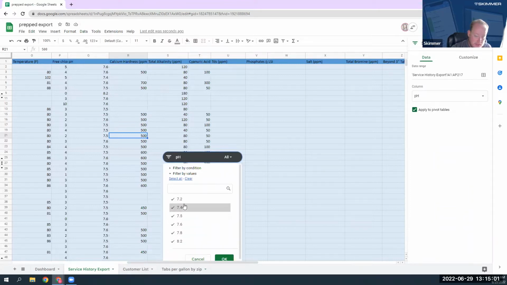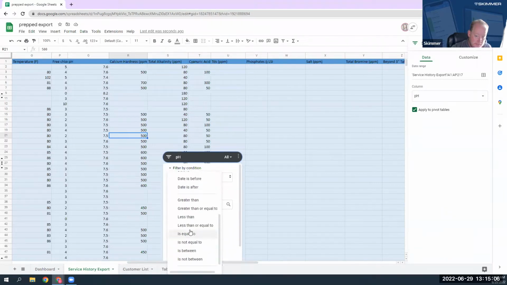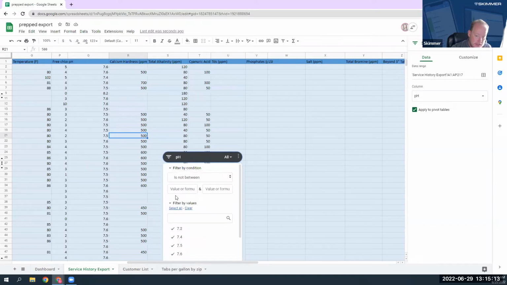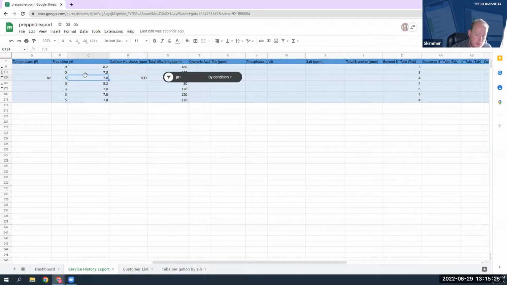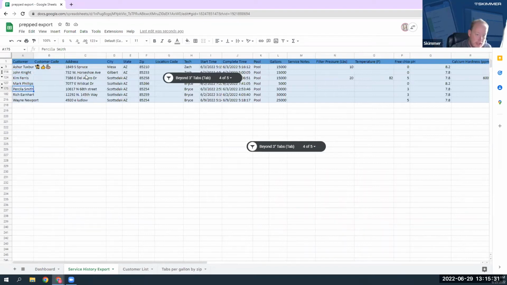You can see here it shows the different pH measures, but we can filter again by condition. And we can say that the pH is, let's see, is not between 7.2 and 7.6. So this is going to show us all of the pHs that are outside of that normal acceptable range. And now we have a total list of everyone who was above or below that, with their names and addresses and the technician that was servicing those as well.